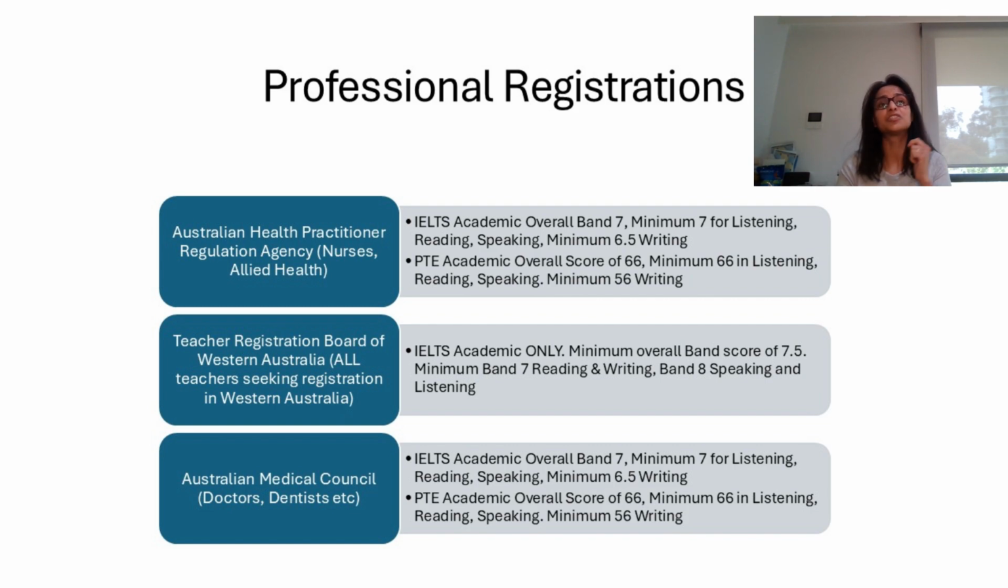Okay, next, to be a teacher here, it is a little bit more difficult because they only accept IELTS, only IELTS. I will come to PTE for health practitioners in a second. But for the Teaching Registration Board of Western Australia, IELTS is the only test that is accepted. You need 7 for reading, 7 for writing. But for the 2 communicative skills, so listening and speaking, you need 8. So it's 8877 to be a teacher here in Western Australia.